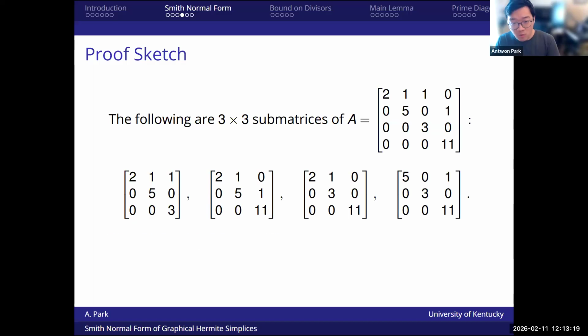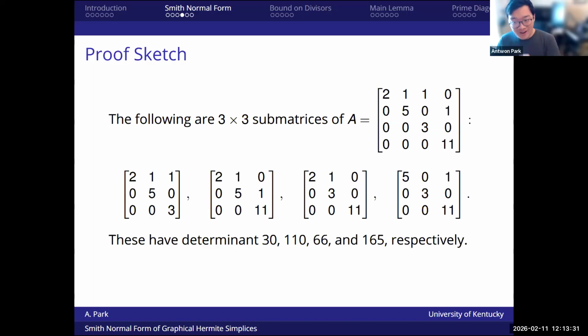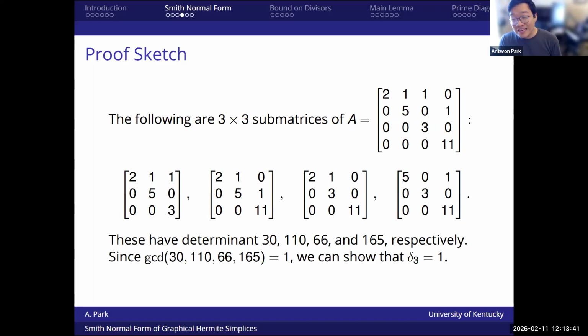And so computing their determinant is actually very easy. On the first one, we're going to get that the determinant is 30. The next one is going to be 110. The next one is going to be 66. And the last one is going to be 165. And so I have these four determinants, and their GCD alone is going to give me 1.